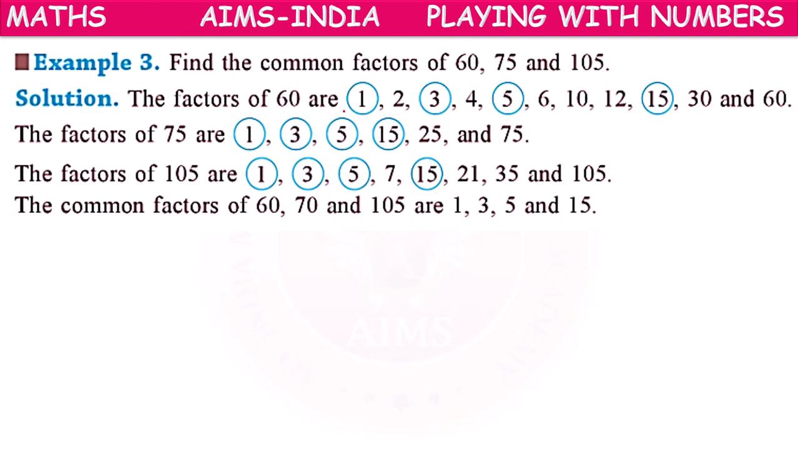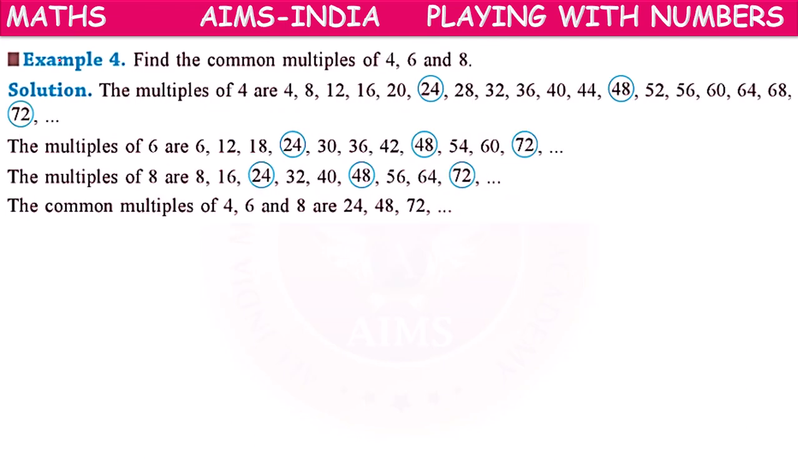Next, find the common multiples. Common multiples of 4, 6 and 8. Multiples of 4 means 4 times 1 is 4, 4 times 2 is 8, 4 times 3 is 12, like that up to infinity. Multiples of 6 also go up to infinity. Multiples of 8 also we can write up to infinity.